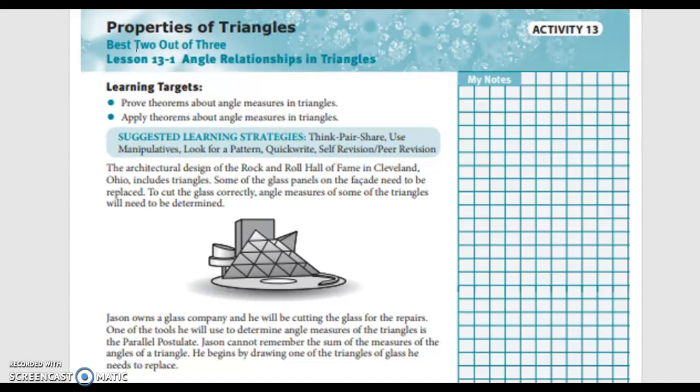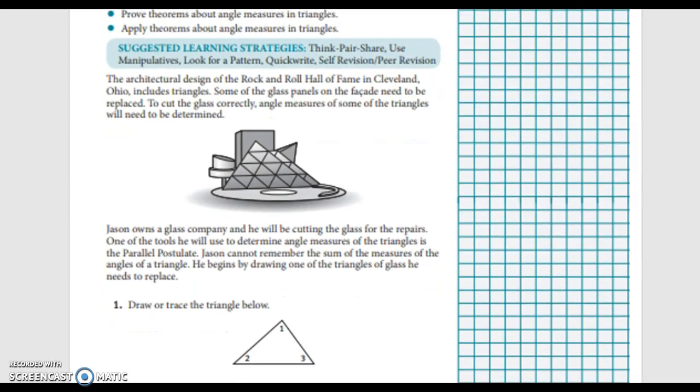Hello, today we are going to be working through lesson 13-1, Angle Relationships in Triangles. Our learning targets today are to prove theorems about angle measurements in triangles and apply theorems about angle measurements in triangles. Okay, so let's get started.